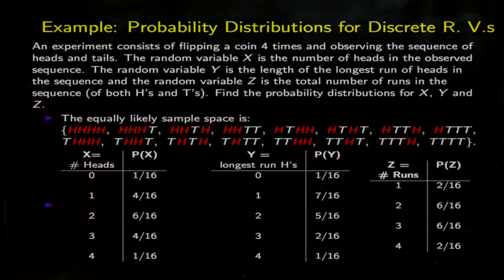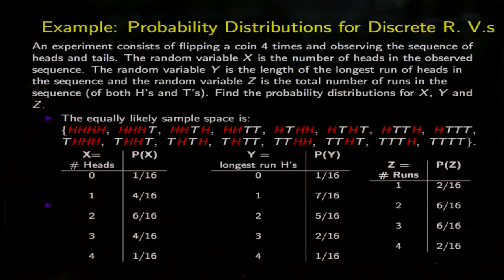Well, a first step to finding these probability distributions is to list the possible values for each variable on the left-hand side of your table. So we see x can take the values 0, 1, 2, 3, and 4. Y could take the same values, but z can only take the values 1, 2, 3, and 4.